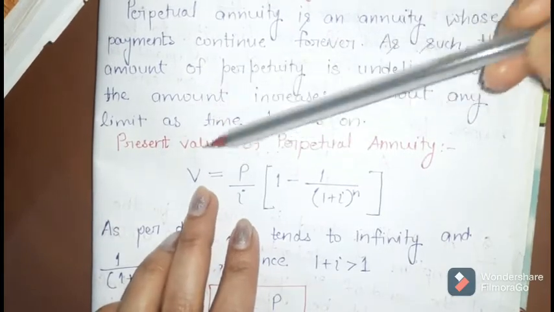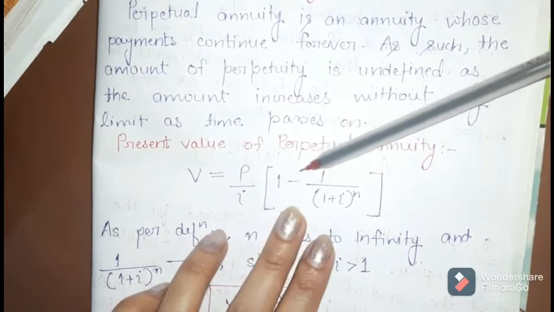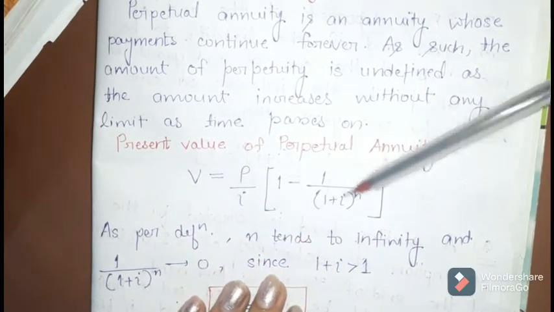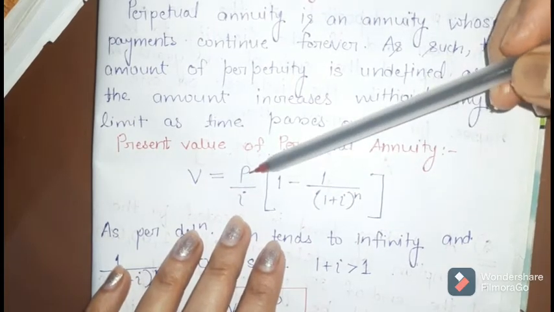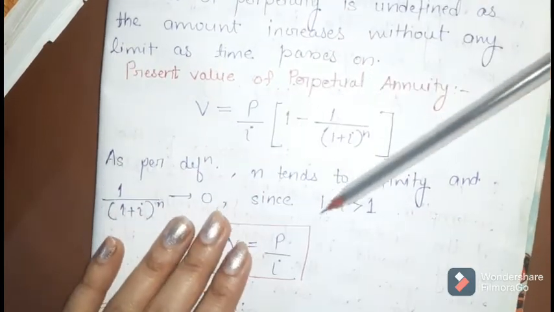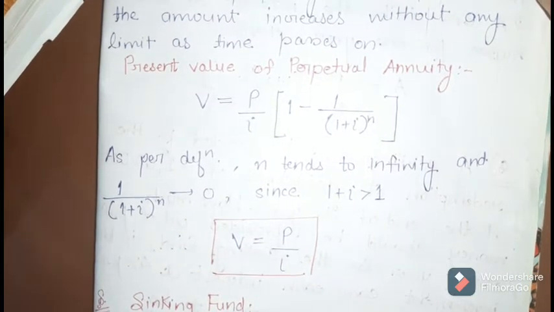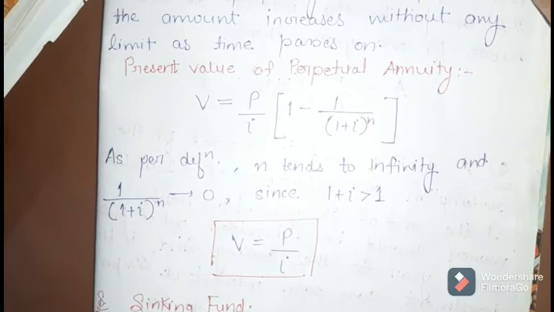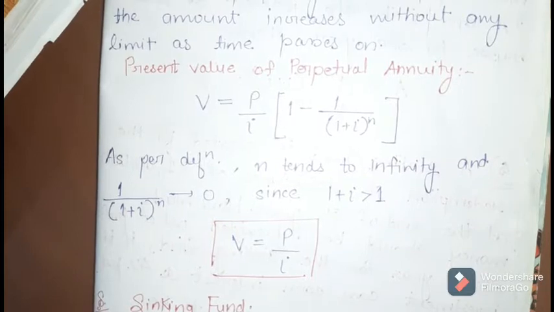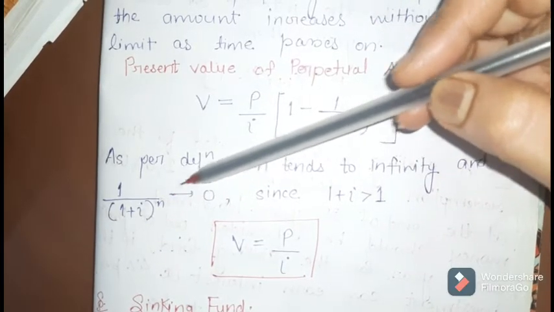The formula we already studied: we denote the present value with capital V, and it equals P by i, times 1 minus 1 divided by (1 + i) to the power n. Here also P is the principal value, n is the period, and i is the rate. As per the definition of the perpetual annuity, n tends to infinity. Why does n tend to infinity? Because here the time is unlimited. We said that the payments continue forever. So the period is infinity, and therefore if n tends to infinity, 1 by something to the power n goes to 0.